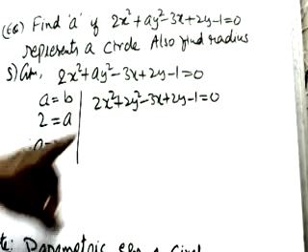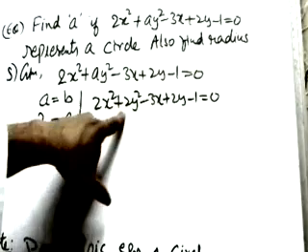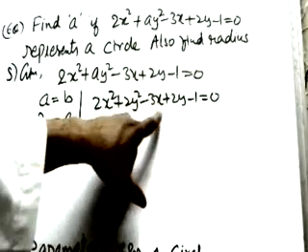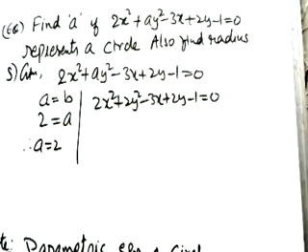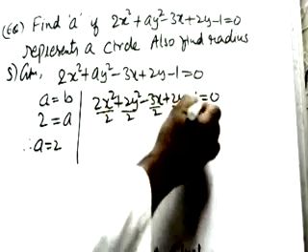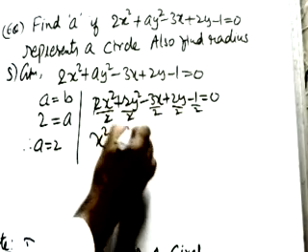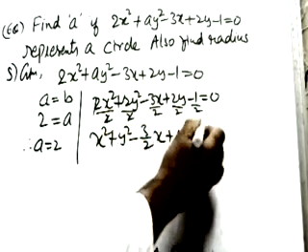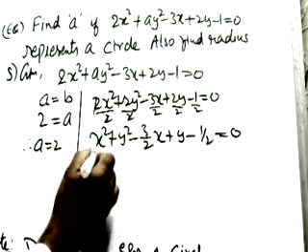Whenever we have to find radius or center, first we must reduce this to the general form. We must not have 2 here, because the general form is x square plus y square plus 2gx plus 2fy plus c. You must not have coefficients other than 1. So for that, divide this all by 2, and this 2 will get cancelled. What is left here? X square plus y square minus 3 by 2 x plus 2 by 2, which is 1, y minus 1 by 2 equals 0.